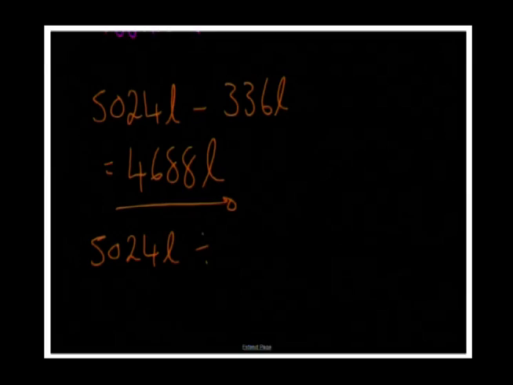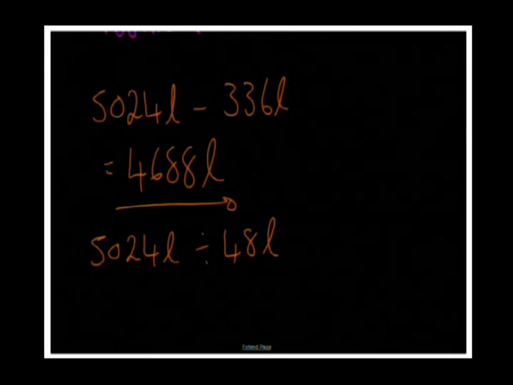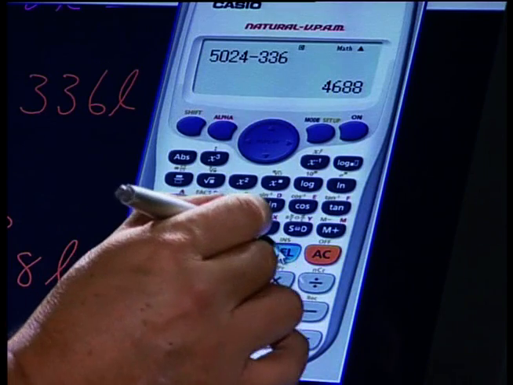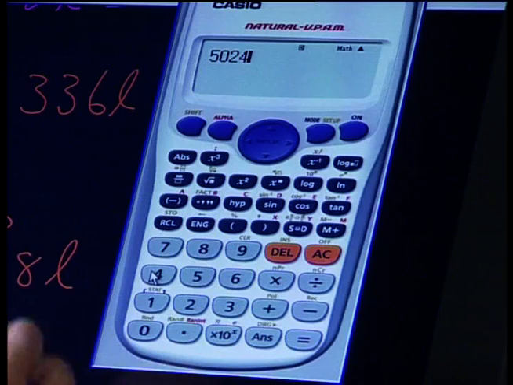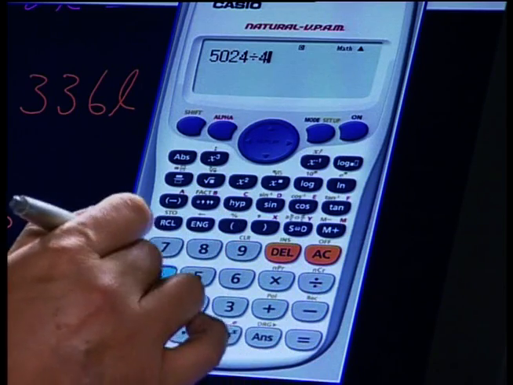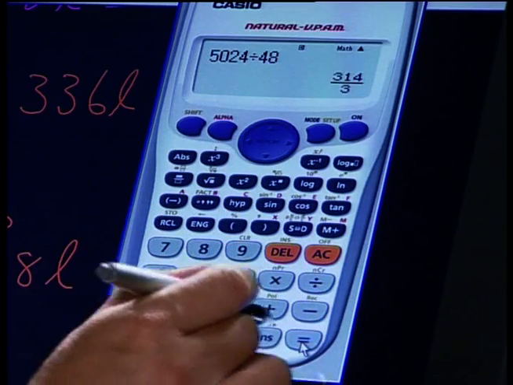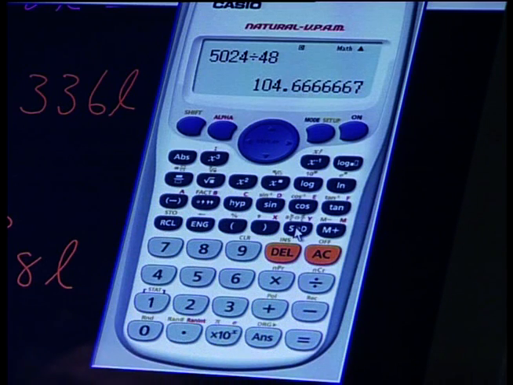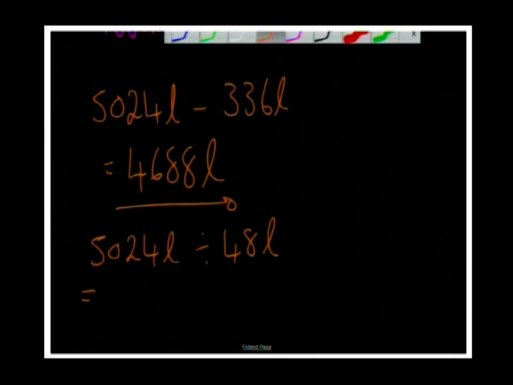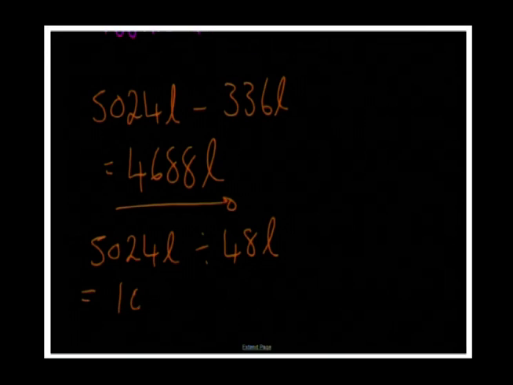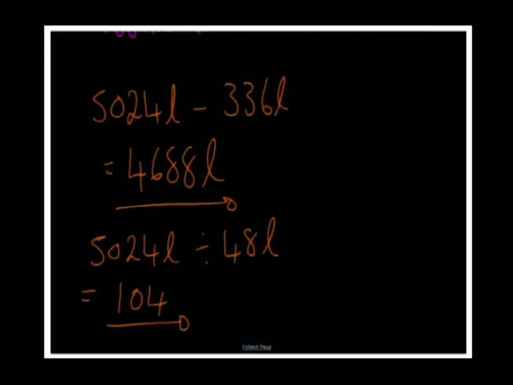So if I say every day I use 48 liters, and I've got 5,024 liters, if I divide here, I'm going to work out how many days that tank's going to last me. So let's do that. Let's say if I got 5,024 liters, I divide it by 48 liters equals, it's going to say I am going to have just over 104 days. Sure.